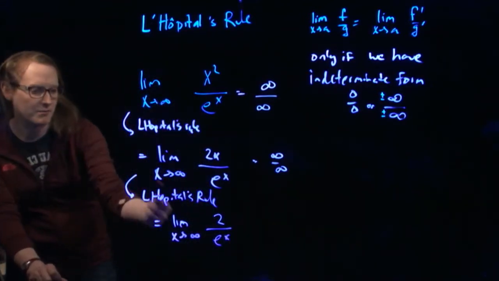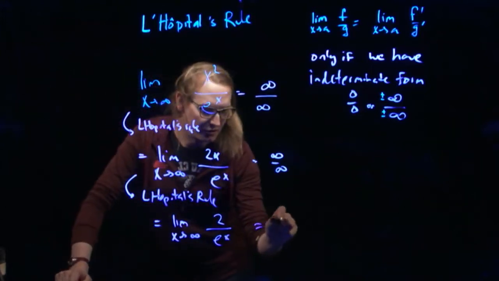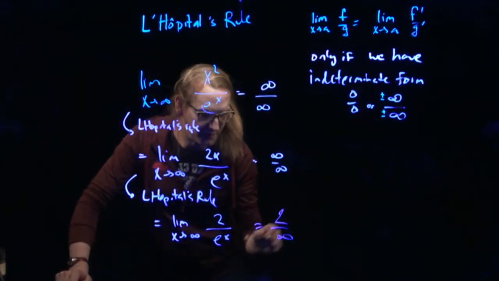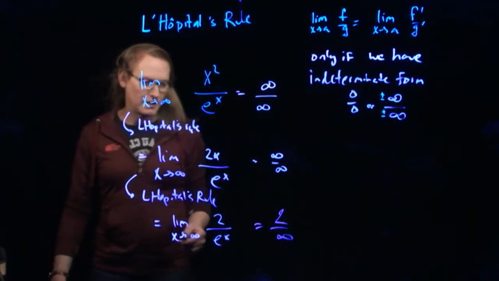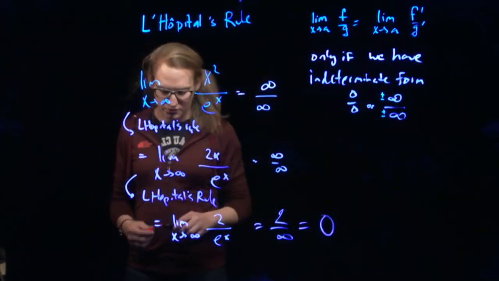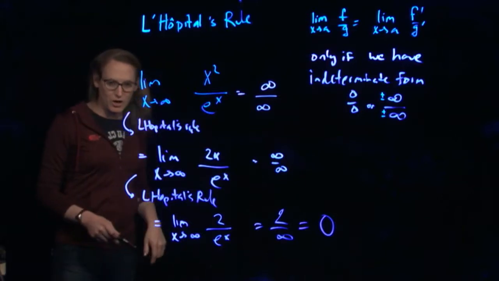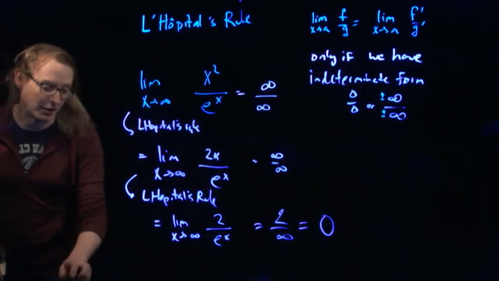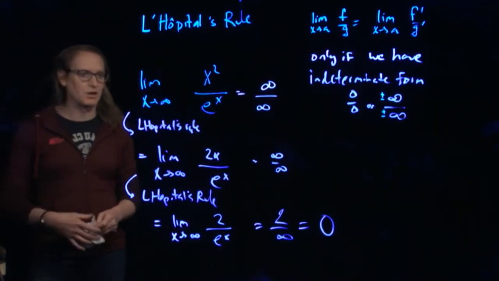And now I'm going to plug in my infinity to this. Numerator stays as 2 over infinity. 2 over infinity, in this case, this is positive infinity. So that's equal to 0. We've got some fixed numerator and some denominator, which is growing without bound. So it's going to go to 0.